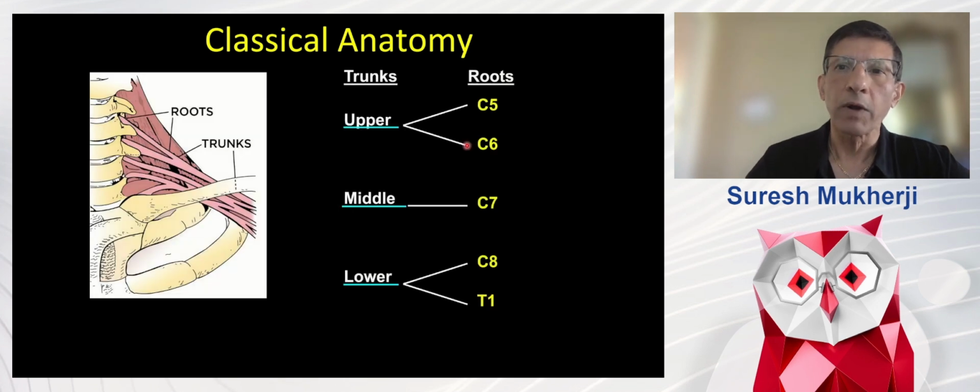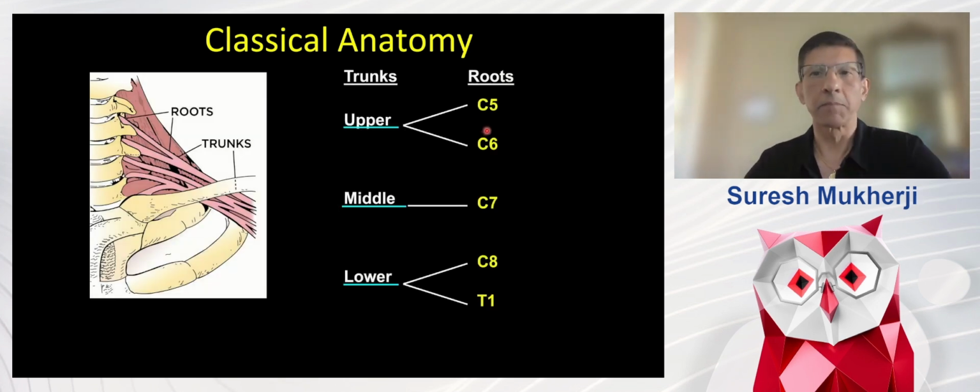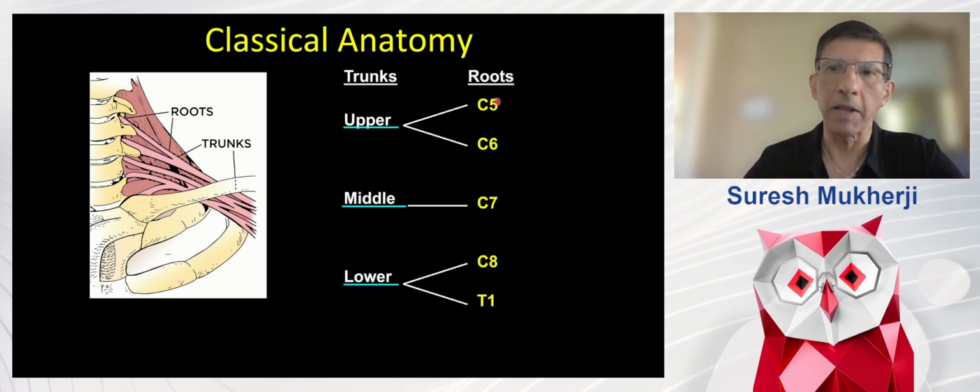So when we look at what I refer to as the classical anatomy, the brachial plexus is formed from C5 and it goes down to T1.